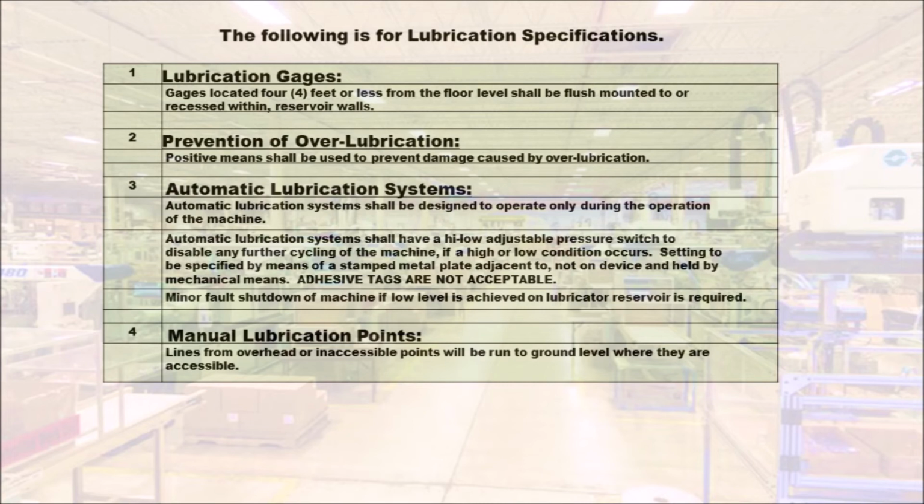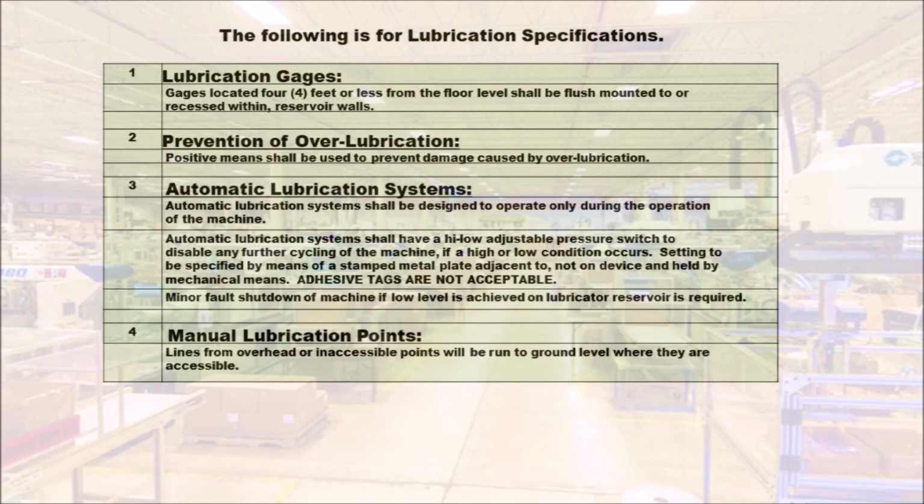Automatic lubrication systems. Automatic lubrication systems shall be designed to operate only during the operation of the machine. Automatic lubrication systems shall have a high-low adjustable pressure switch to disable any further cycling of the machine if a high or low condition occurs. Setting to be specified by means of a stamped metal plate adjacent to, not on, the device and held by mechanical means. Adhesive tags are not acceptable. Minor fault shutdown of the machine if low level is achieved on the lubricator reservoir is required.